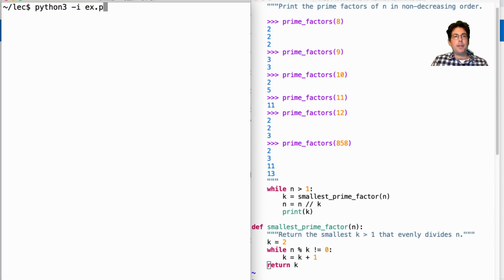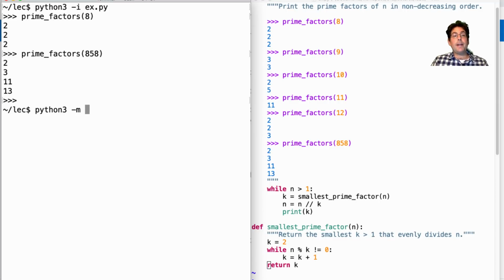Okay, let's play around. What are the prime factors of 8? 2, 2, and 2. What about 858? 2, 3, 11, and 13. So it does what it's supposed to do. In fact, we could run all the doc tests that we've written down so far and make sure that they all pass. So we've solved this problem, but we're not going to stop discussing it.